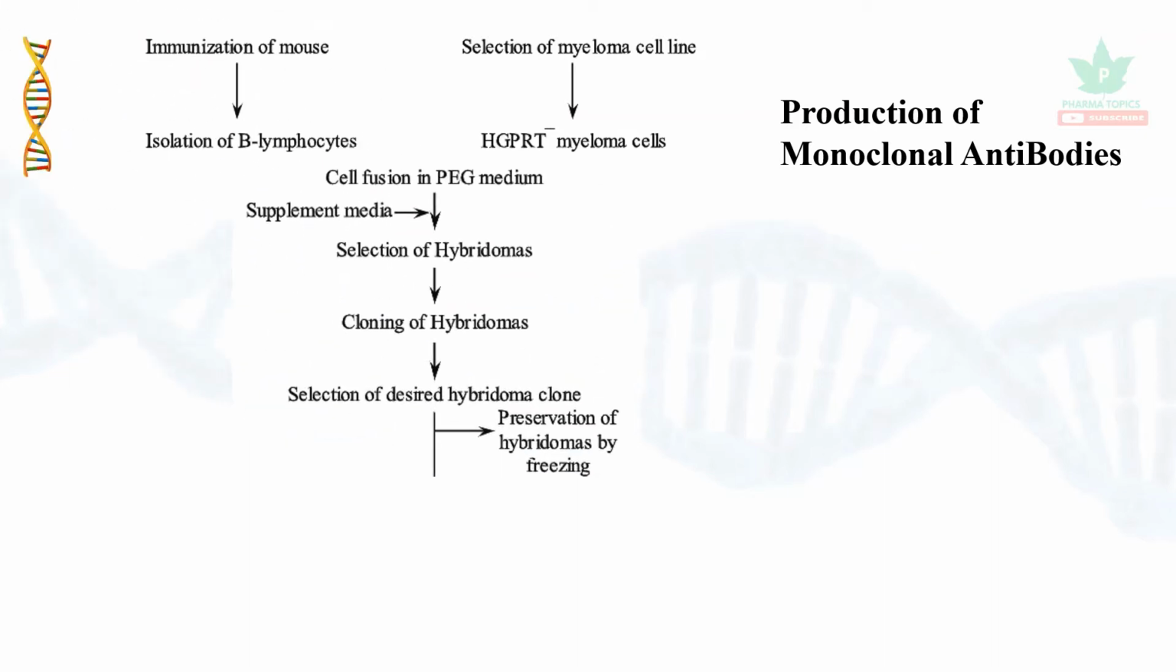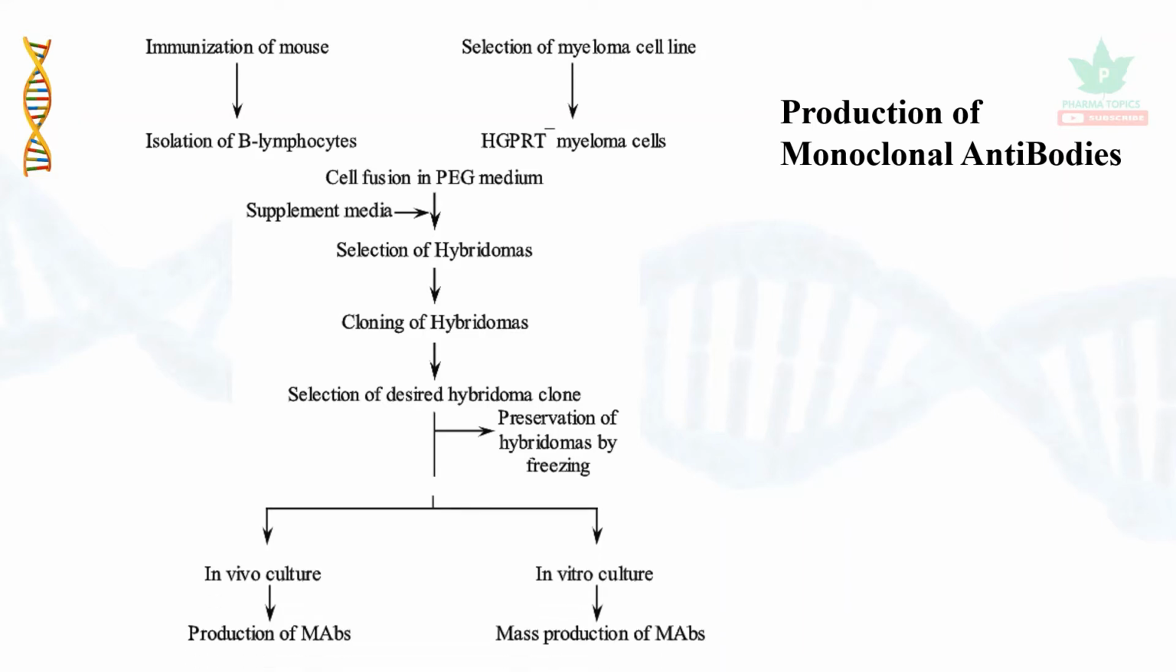So both the cells are fused in polyethylene glycol medium. Then hybridomas will be selected. They will be cloned and they will be preserved. Then they can be cultured in vitro to produce the monoclonal antibodies on a laboratory scale, or for mass production for the industrial scale.